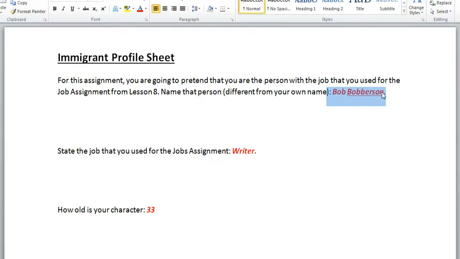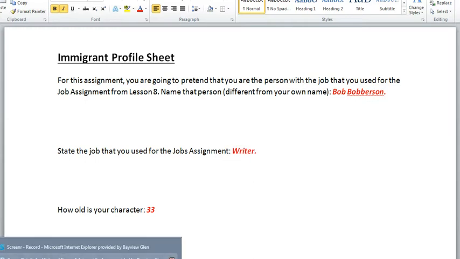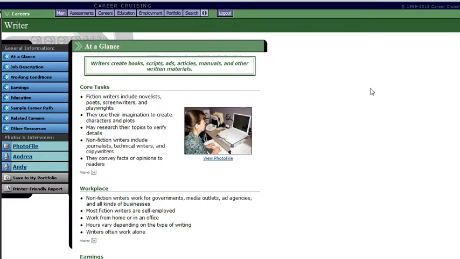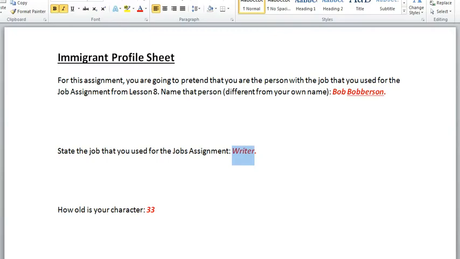So you give your person a name different from your own name. There's my person's name. State the job that you used for the jobs assignment. Well, when I filled out those questions on Career Cruising, it came up with writer, so that's what I'm using. Now, it will be very useful for you if you don't remember what happened in Lesson 8 to go back to Career Cruising and find the information. So here's the career details for writer, as it says on Career Cruising. A lot of information there. Have that close at hand because it'll make it easier for you to fill out your immigrant profile sheet.